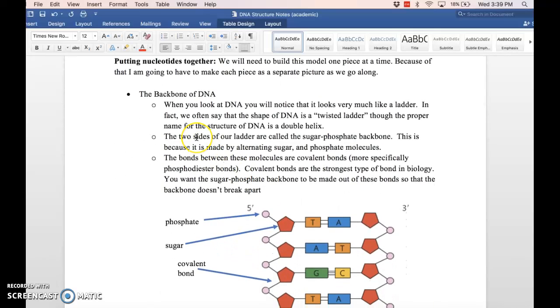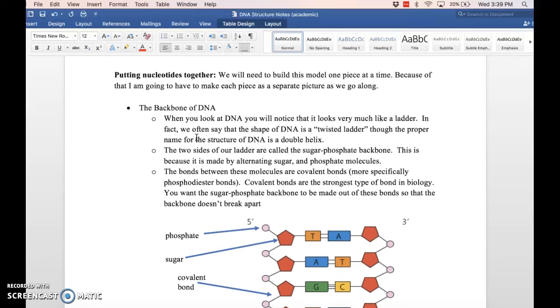So when we want to put these together, we have to look at our structure here. A lot of times you'll hear DNA be called the spun ladder or the twisted ladder. The full name for it is a double helix. So it's double because of the 2 different sides here, and then it's a helix because of the spiral pattern that it makes.